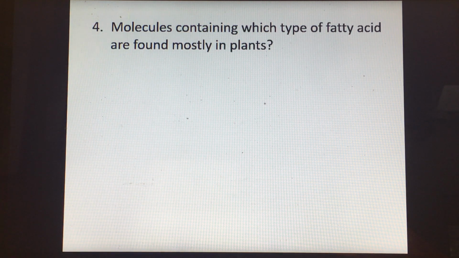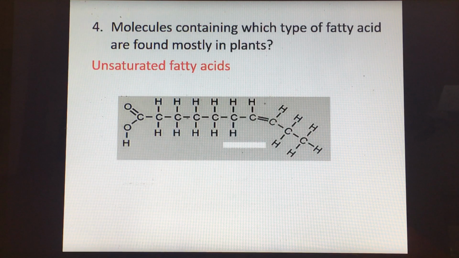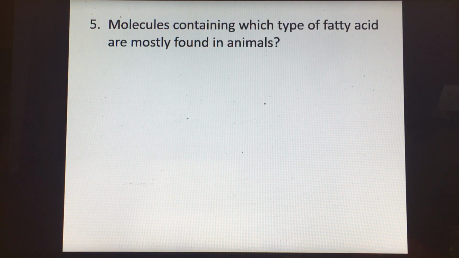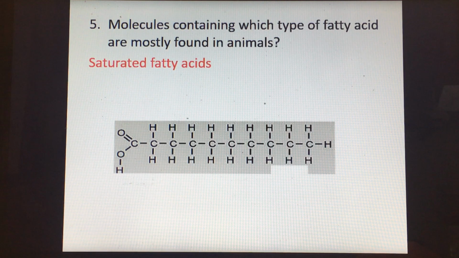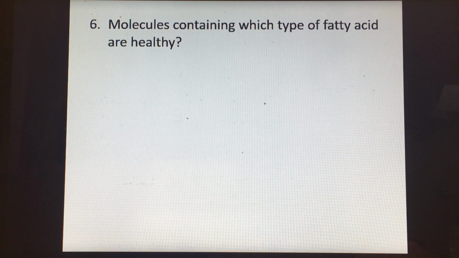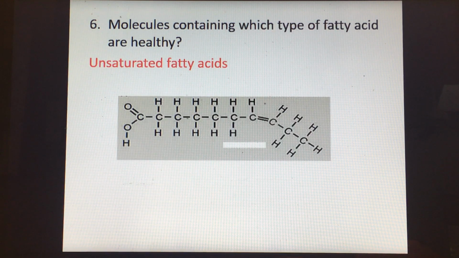So molecules containing which type of fatty acid are found mostly in plants? That would be our unsaturated fatty acids. So this is like our olive oil and sometimes found also in avocado. So molecules containing which type of fatty acid are mostly found in animals? That'd be our saturated fatty acids. Which are healthier? That'd be our unsaturated fatty acids.